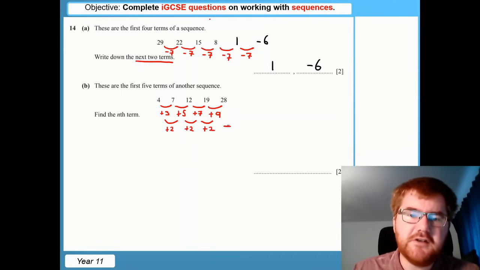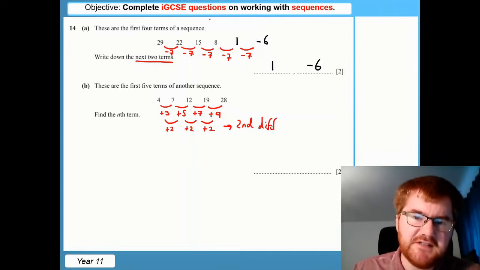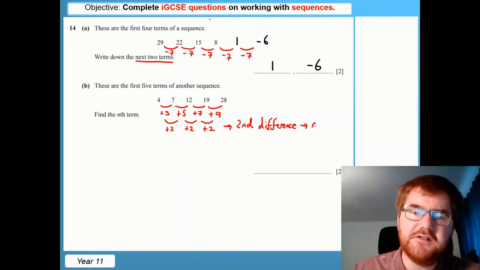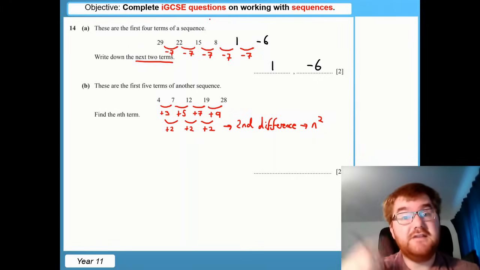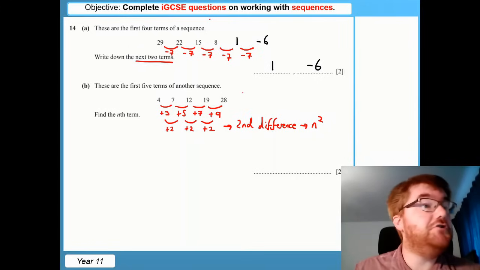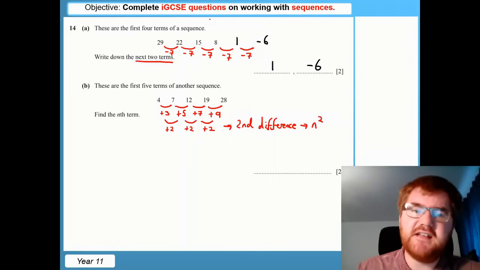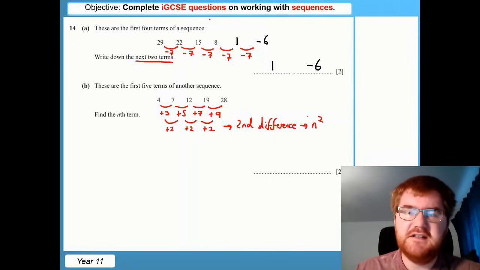And when you get this so-called second difference, and we'll see lots of questions like this today, a second difference, you know there is something to do with n squared in our nth term. If there was a third difference that we'll see later on, then it'll be n cubed in some way. So because we have a second difference, there's going to be an n squared in some way.